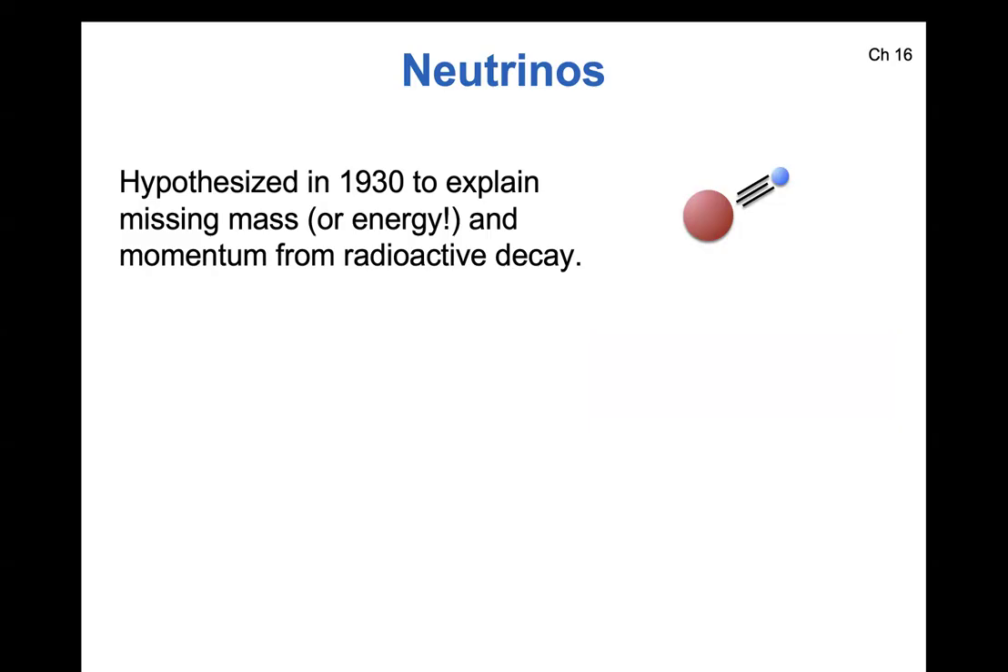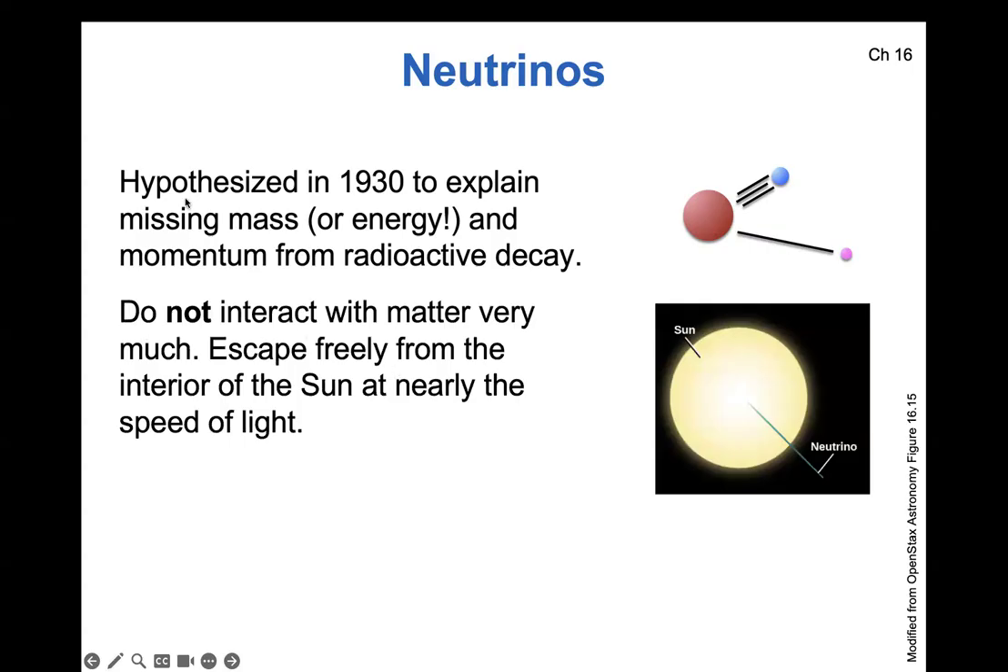Now it's back. So the neutrino: tiny little particles that are produced in order to conserve angular momentum. They were hypothesized in the 1930s to explain the missing mass or energy and momentum, angular momentum in particular, from radioactive decay. This actually was the early days of understanding things like this, basically quantum mechanics. Okay, so here we have production of a neutrino. It's that little pink one there.